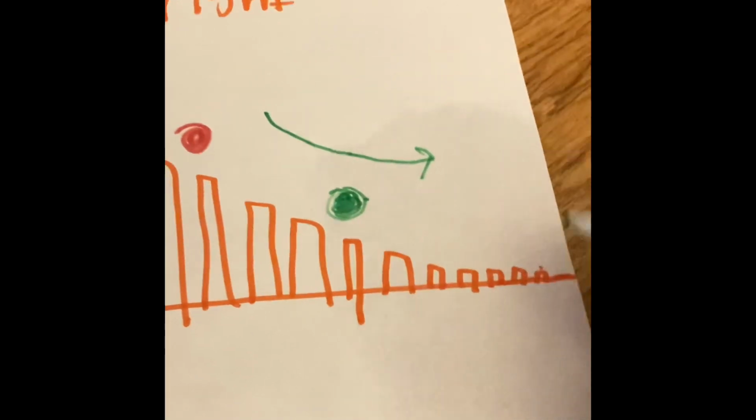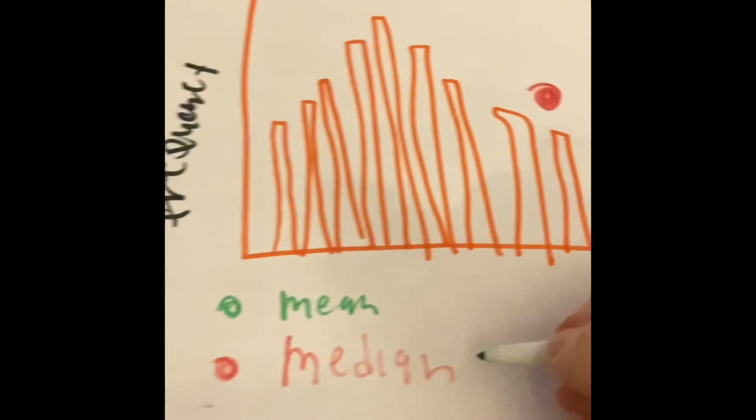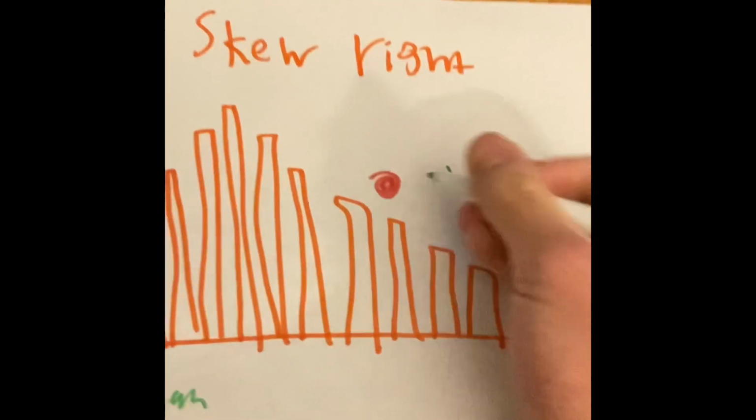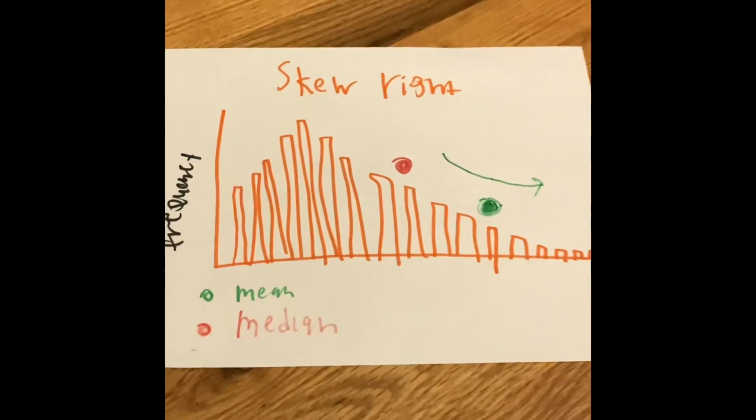Some of these may have really high outliers, but the median does not change because it's still the same number of bars, so it's going to stay at the middle. Here's an example of a skew right.